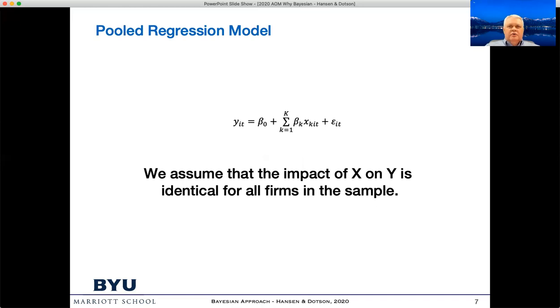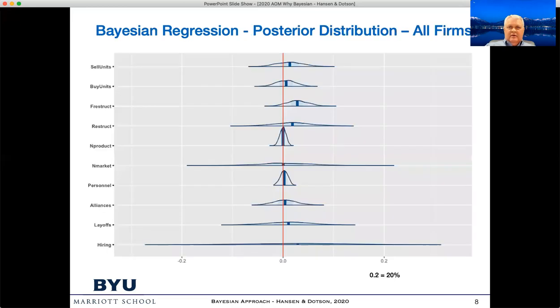Now, in a pooled regression model, using a Bayesian approach, this is the basic model. And notice here that we're making the assumption that the impact of any X on any Y is identical for all the firms in the sample. So even though this is a Bayesian analysis, it's very much like an OLS analysis. And from that, we get these posterior distributions.